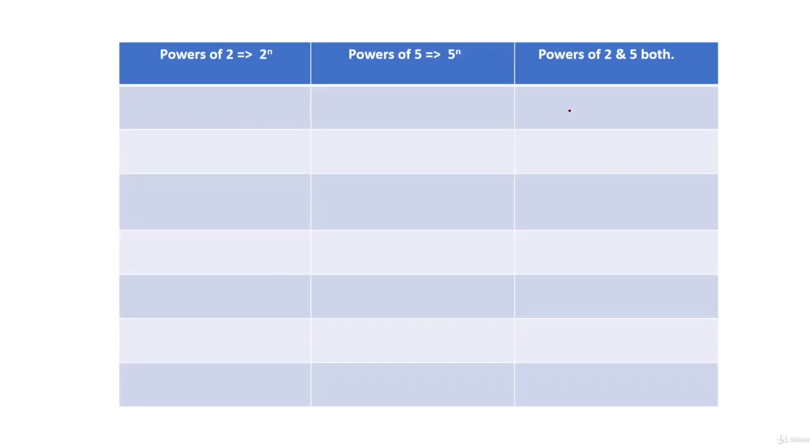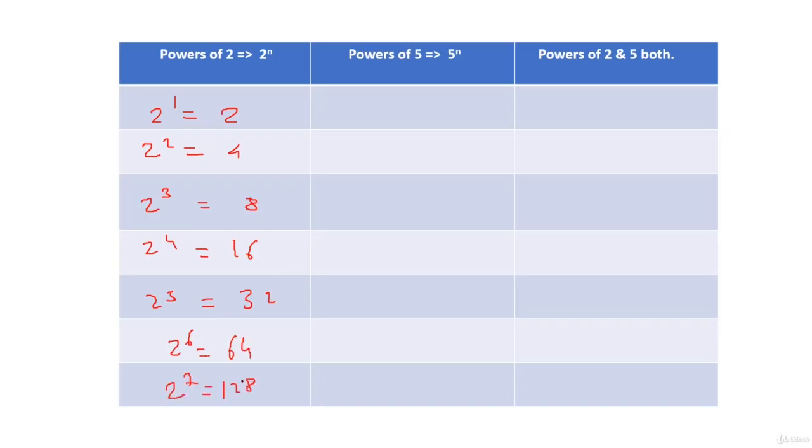So let's check for powers of 2. 2 raised to 1 is basically 2. 2 square will be 4. 2 cube is 8. 2 raised to 4 is 16. 2 raised to 5 is 32. 2 raised to 6 is 64. 2 raised to 7 is 128. We don't need to check this. Why? Because it's more than 100. So these will be all the numbers: 2 raised to 1, 2 raised to 2, 2 raised to 3, 4, 5, 6. All these 6 numbers will be there.